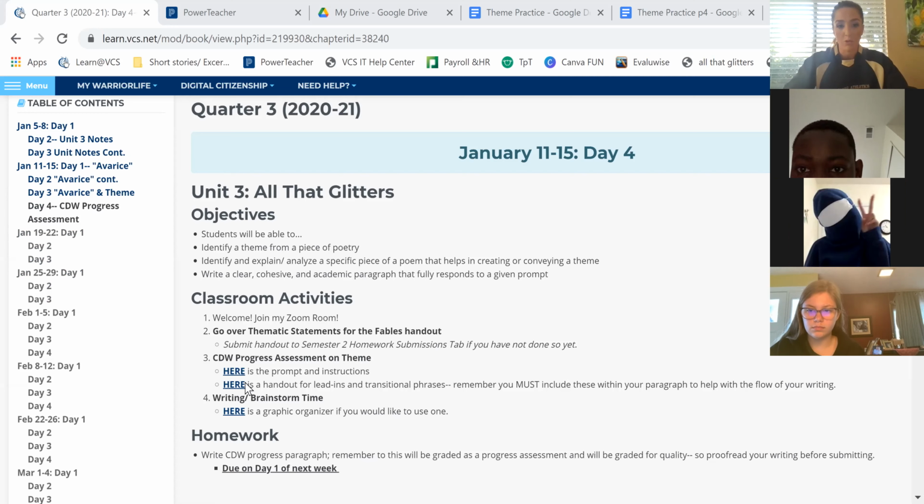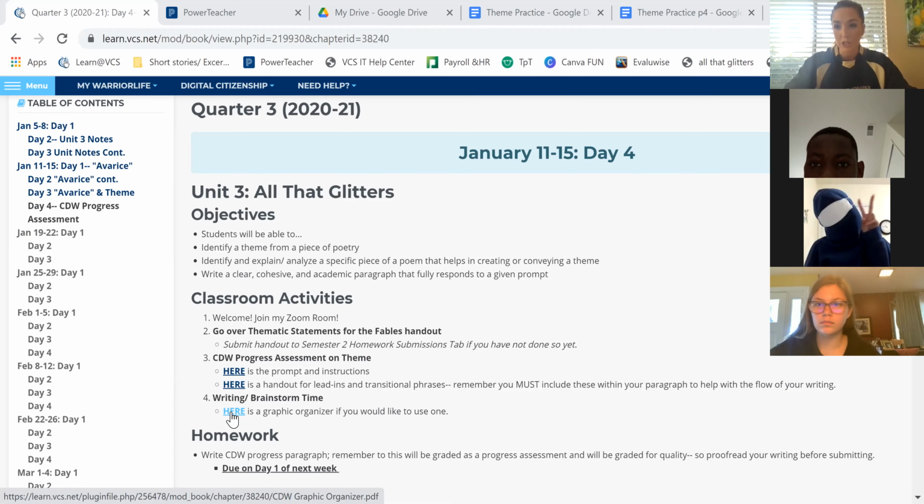Okay, you will have some of class today to start on this. I will go over the prompt. I gave you a handout for lead-ins and transitional phrases. This is the same one I gave you last semester at the end of the semester, so you might find it very familiar. Please download it if you need it. I also gave you a graphic organizer if you're somebody who likes to use those to kind of organize your thoughts before typing stuff up, okay?